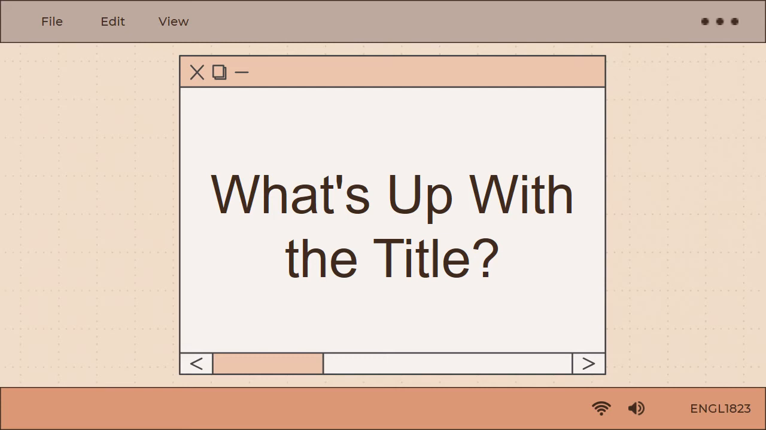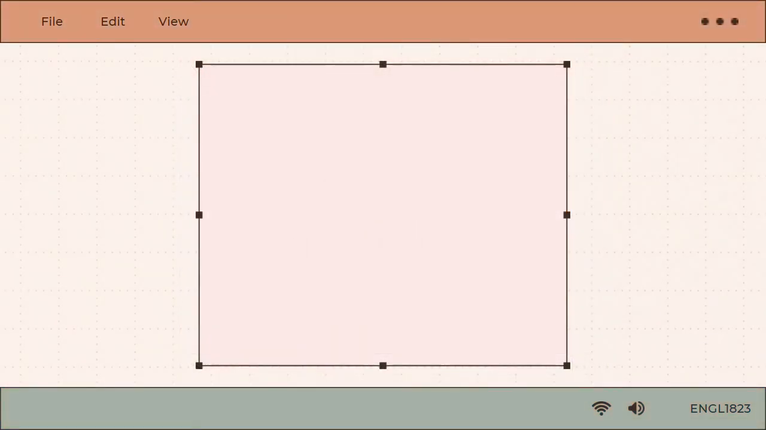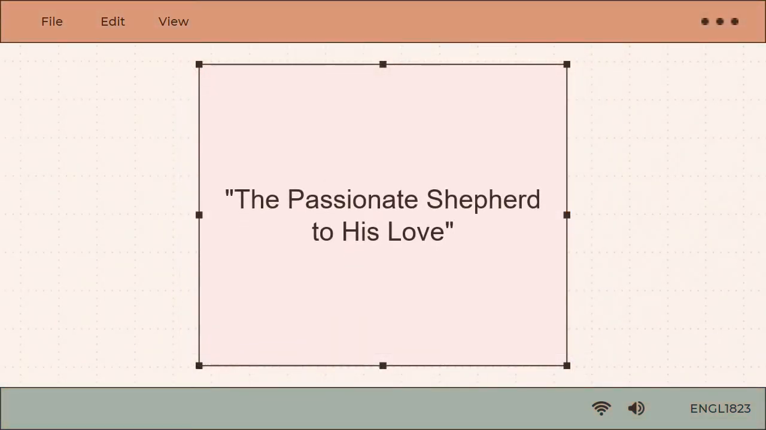What's up with the title? At first glance, not much. The Passionate Shepherd to His Love seems to be a pretty bland and unimaginative description of what goes on in the poem, particularly when you contrast the straightforwardness of the title to the poetic beauty of Marlowe's lyric. But the contrast brings up an important point.